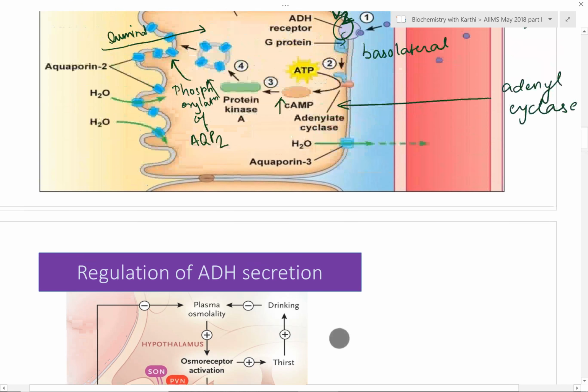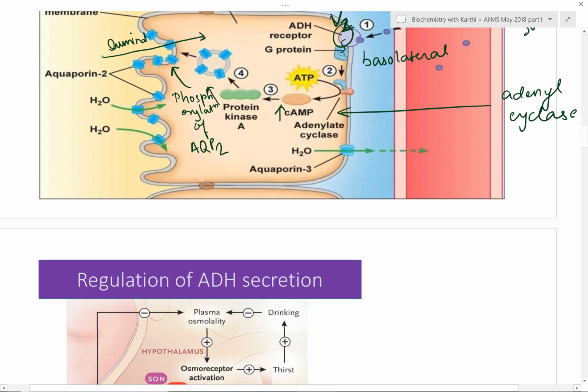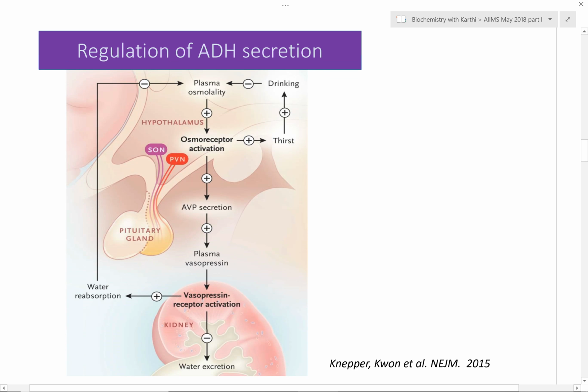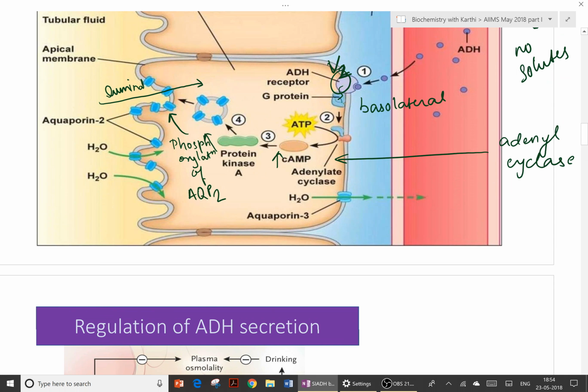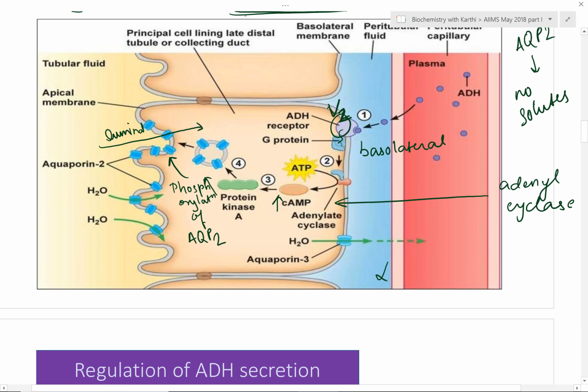Now, since this water resorption is solute free, the subsequent expansion in the blood volume will lead to a decrease in the levels of sodium, causing a dilutional hyponatremia.